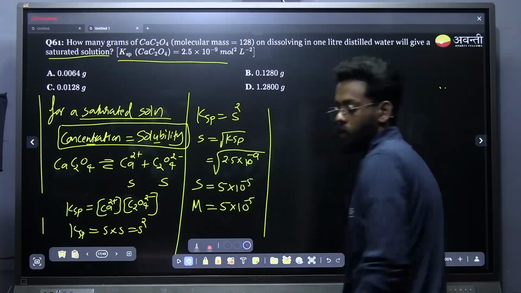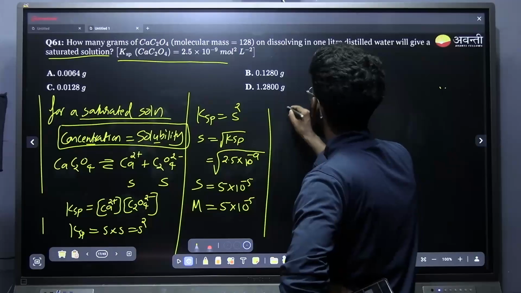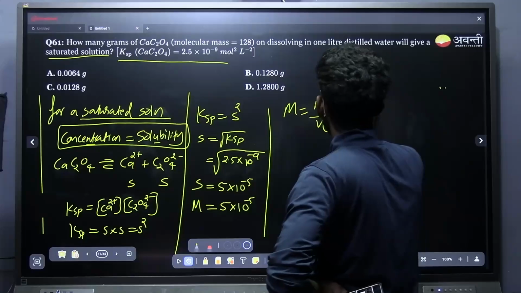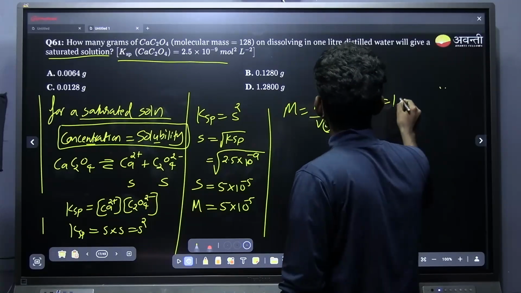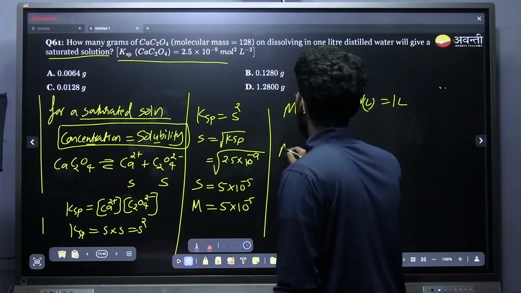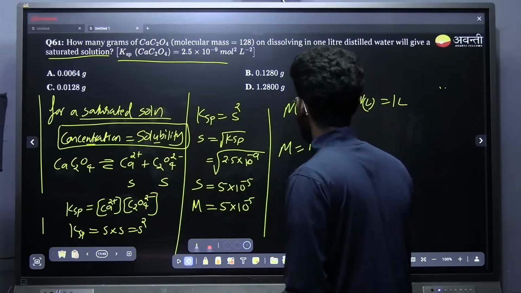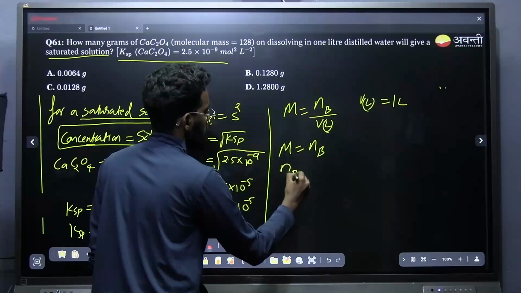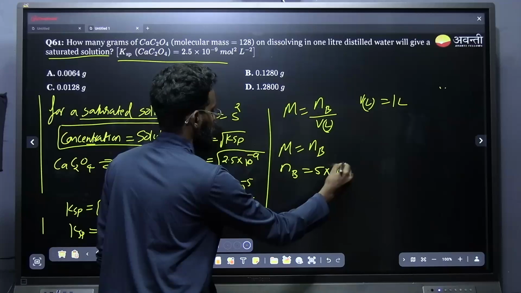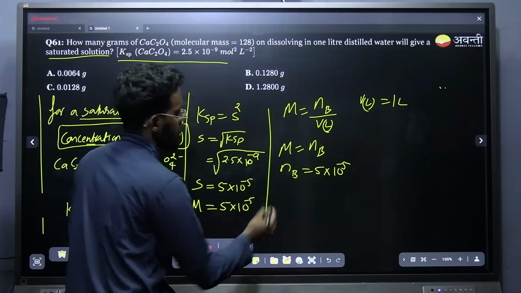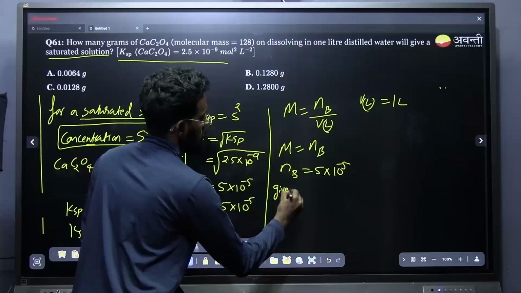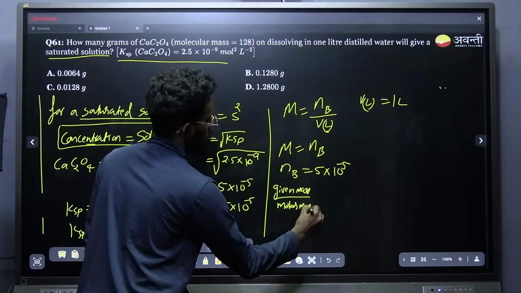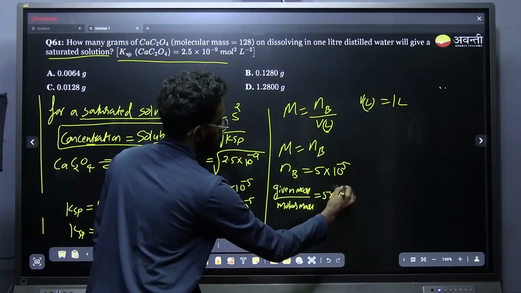Okay, now if you got the molarity, we know the equation of molarity. Molarity is equal to number of moles of solute divided by volume of solution in liter, and here the volume of solution is given as 1 liter, right? So molarity is equal to number of moles of solute. So I got the number of moles of solute NB, which is equal to 5 into 10 to the power minus 5, and number of moles of solute I can write as given mass divided by molar mass, which is equal to 5 into 10 to the power minus 5.